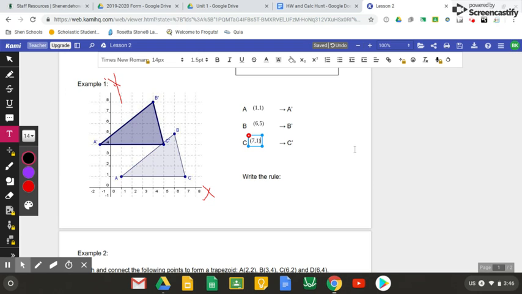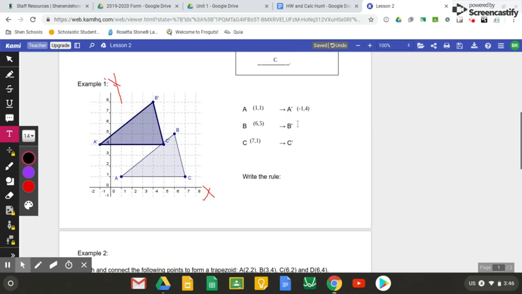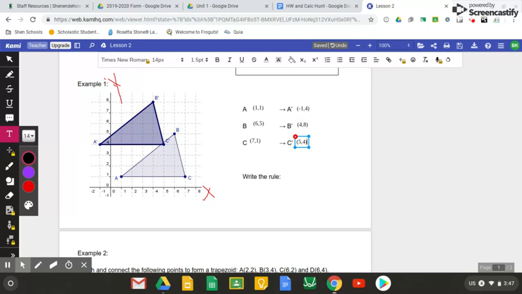All right. So then I have to do A prime. That's going to be -1, 4. B prime is 4, 8. C prime, that's 5, 4. And there we go. So now we have to write the rule.